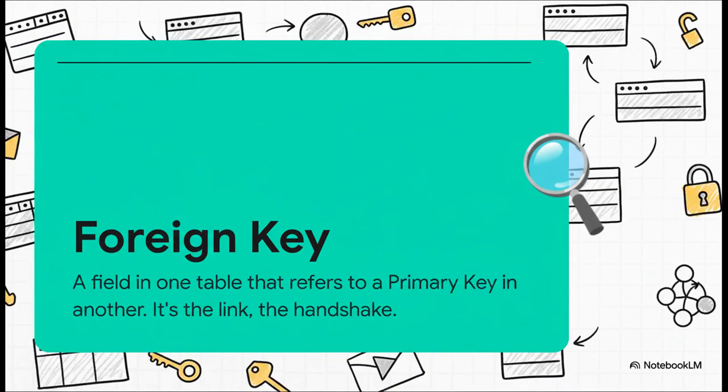And the second piece of the puzzle is the foreign key. This is the bridge. It's the connection between the tables. A foreign key in one table is really just a copy of the primary key from another table. It's like the secret handshake that lets the orders table point directly to a specific customer without having to copy all of their information over and over again.